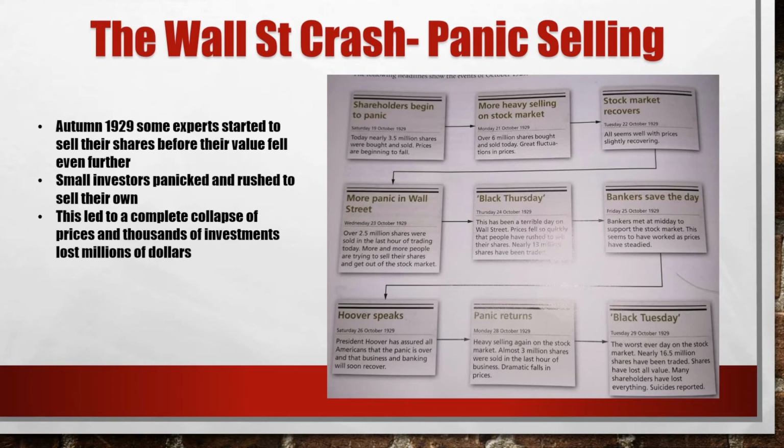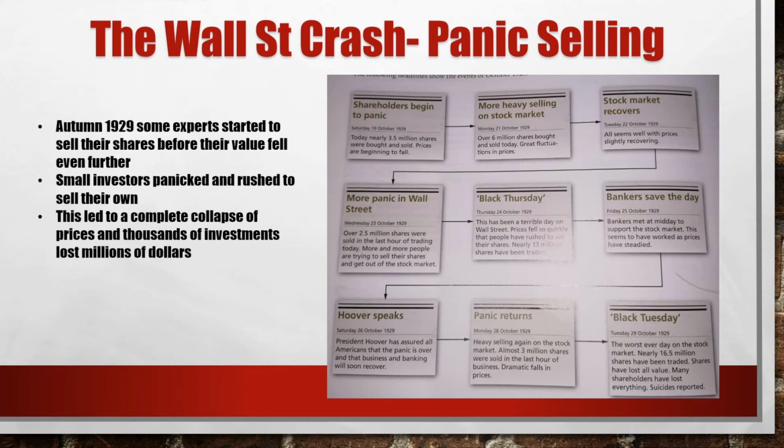Things start to recover a little bit on the 22nd of October, but then panic sets in again on the 23rd. 2.5 million shares sold in the last hour of trading. More and more people are trying to sell their shares and get out of the stock market because they're afraid. Black Thursday then, Thursday the 24th of October 1929. This is a terrible day on Wall Street.